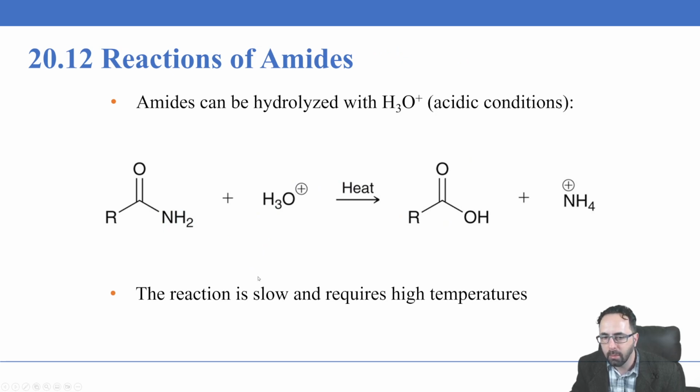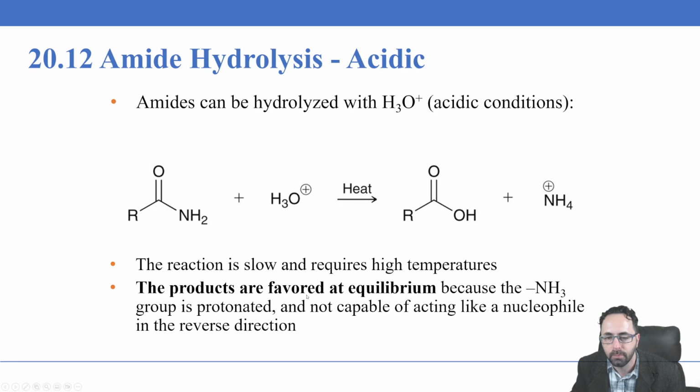So amides can be hydrolyzed with exposure to acid and to heat, and we can return to our carboxylic acid from the amide. However, the reaction is slow and requires high temperatures. The reason is we've got a big activation energy barrier here to produce this carboxylic acid. Even though there's a kind of stability to it, the amide also being the least reactive, we still have a significant energy barrier which slows the reaction down.